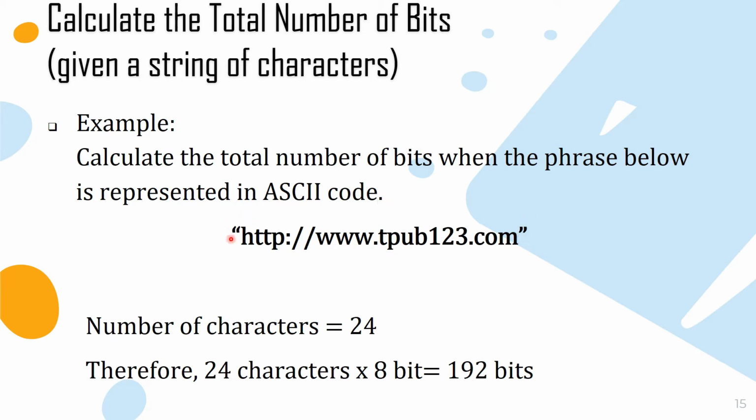If you count from here until the end, there is no space, so no problem, just count one by one and you will get the total of characters used is 24. Second step, to get the answer, you should multiply the number of characters, 24, with 8. You will get 192 bits.